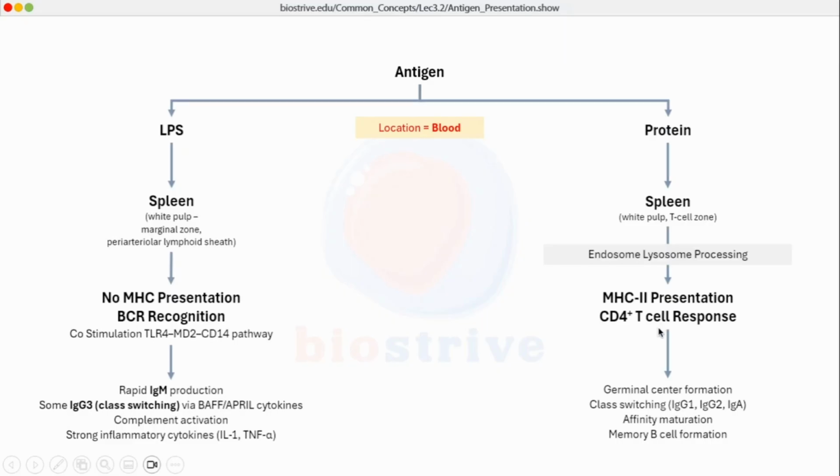B cells generate antibodies. Antibodies will class switch into IgG or IgA depending upon the location of antigen, and there will be affinity maturation. There will be formation of memory B cells as well.